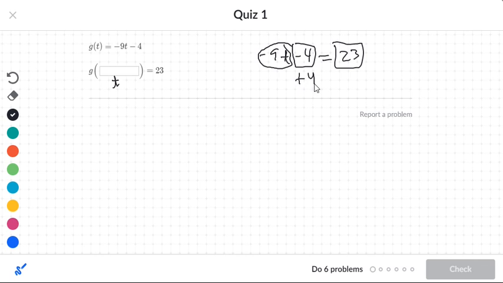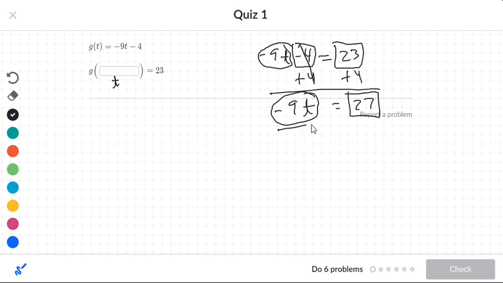Go ahead and add 4 to both sides. This will give you negative 9t. Cross that out. This is equal to 27. Check it. There's my circle. There's my box. Go ahead and divide by negative 9. Cross those out. So letter t is equal to negative 3. So t is equal to negative 3. So that's what's going to go in the box. So we're going to press down the negative sign, the 3.